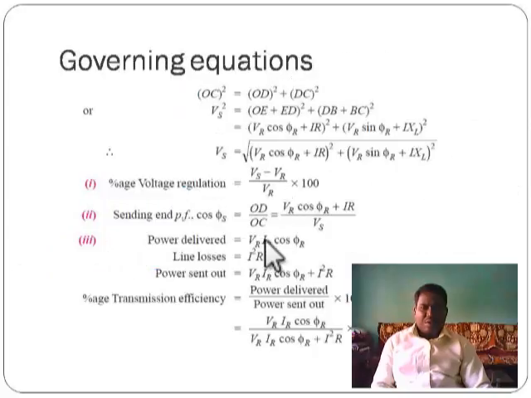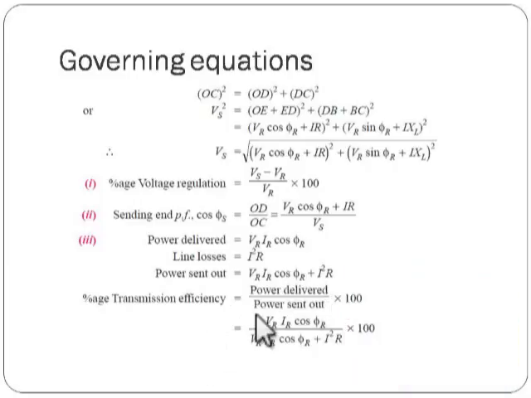Next one is my power delivered. Power delivered here is VR IR cos phi r. Line losses in the entire short transmission line is I square R. Power sent out is VR IR cos phi r plus the line losses I square R. At last my percentage transmission efficiency is power delivered by power sent out into 100. So mathematically I may express it as VR IR cos phi r divided by VR IR cos phi r plus I square R into 100.